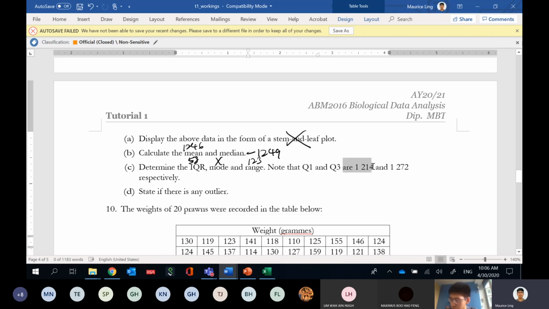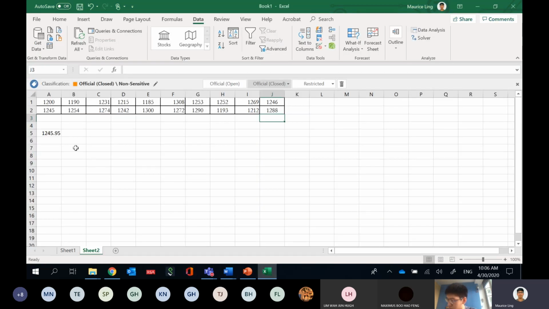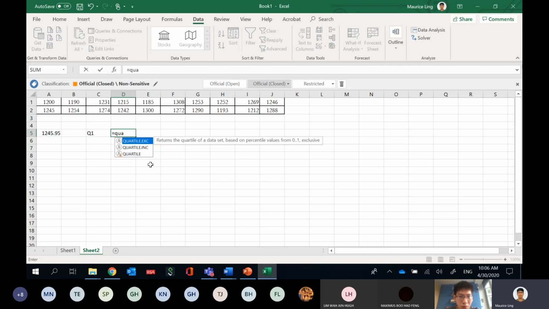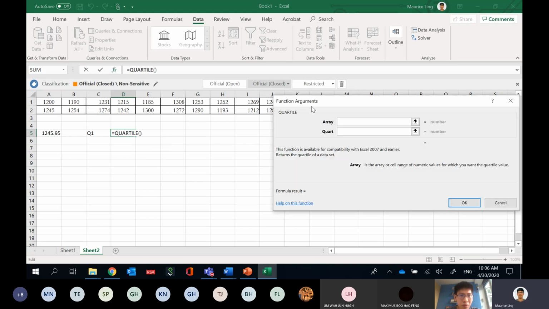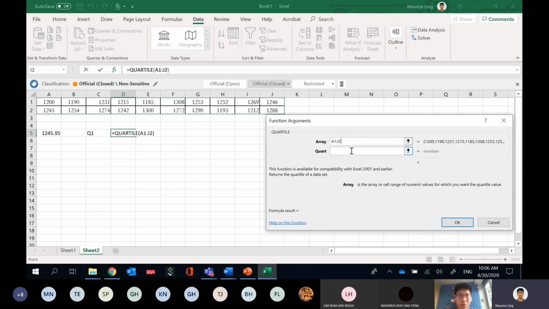Anyone know how to use Excel to calculate Q1 and Q3? Okay, so let me just show you how to do that. For Q1, you use the function called quartile. Now, quartile asks you for the array. So you click on this FX button, it actually explains what it is. The array means the data. Then the quartile, here you actually have to read, it's a number.